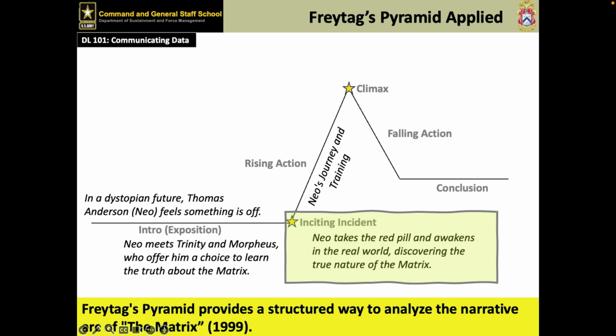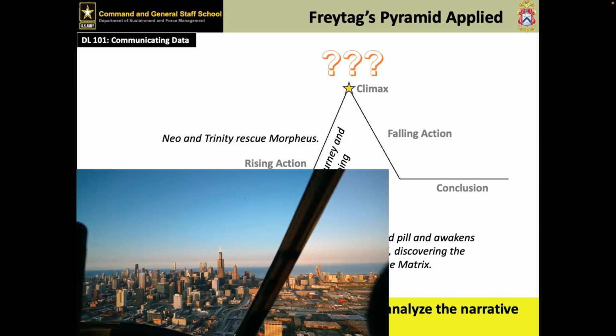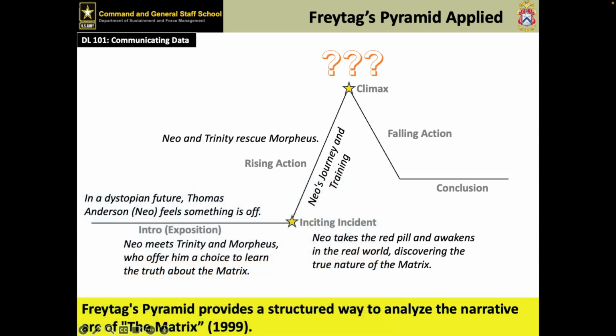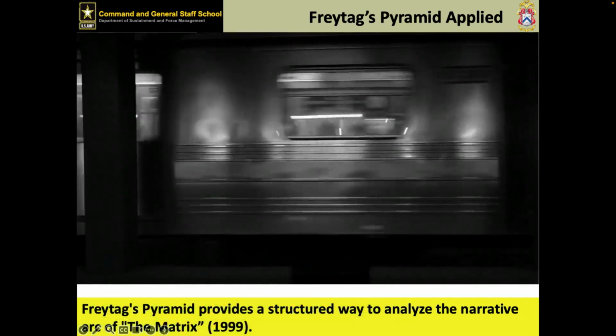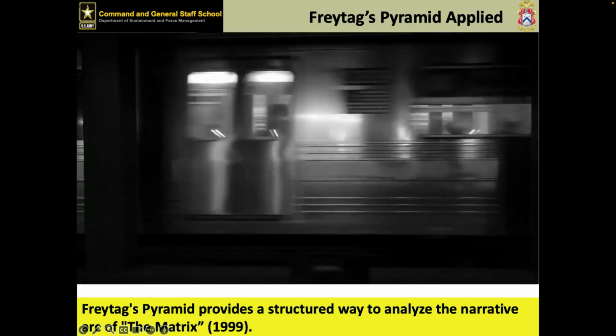Now, some might say that the climax occurs when Morpheus is captured by agents and Neo and Trinity decide to go rescue him. The action peaks during the iconic lobby shootout and the subsequent helicopter rescue of Morpheus. And then we have Neo's confrontation with Agent Smith in the subway station, which sort of signifies his ultimate acceptance of his destiny.